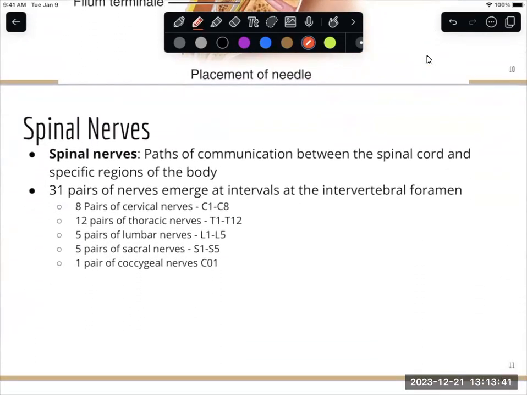So let's look at our spinal nerves. Our spinal nerves is how information gets out of our spinal cord out to the rest of our body. We use these spinal nerves. We have 31 pairs of spinal nerves. Test question. There's 8 cervical nerves, C1 to C8, 12 thoracic, 5 lumbar, 5 sacral, and 1 coccygeal nerve.